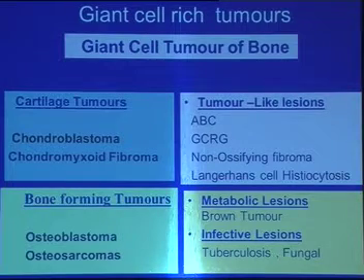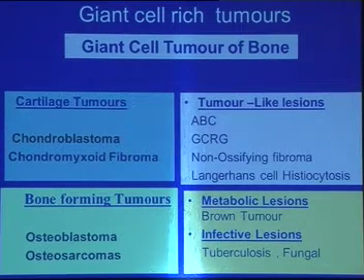Okay, so giant cell-rich tumors essentially have multinucleate giant cells, and every lesion has giant cells to some extent, but there are some lesions which have a lot of giant cells, and many of these have been covered yesterday, so I'm really going to be very fast. Chondroblastomas, chondromyxoid fibromas, osteoblastomas, telangiectatic osteosarcomas, or the giant cell-rich osteosarcomas.